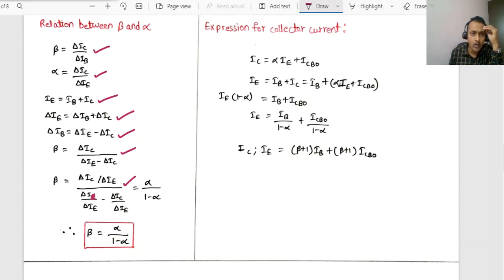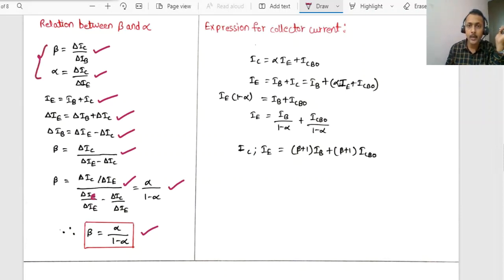So just now we have defined delta IC by delta IE as alpha. Therefore, beta becomes alpha by 1 minus alpha. Very, very important: the relationship between beta and alpha is given by beta equals alpha by 1 minus alpha, where beta is the change in collector current to the change in base current, and alpha is the change in collector current to the change in emitter current. These two you have to be familiar with.